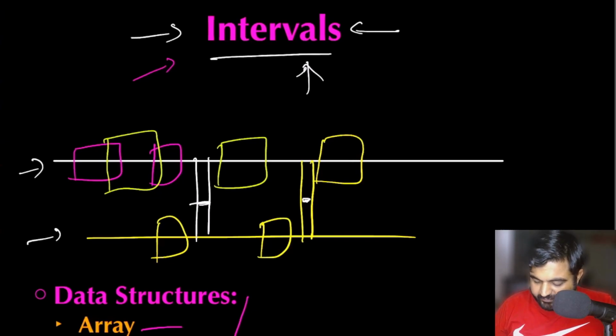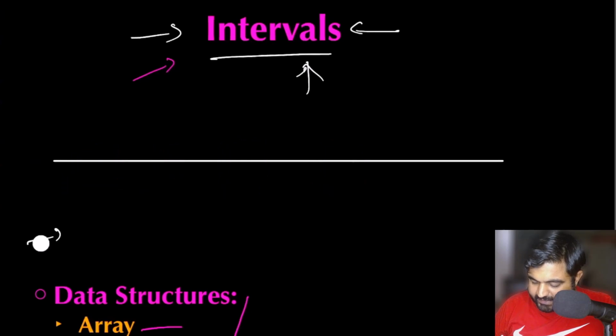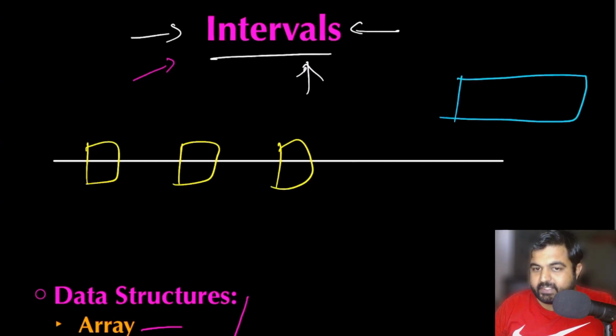The second problem we can find is that, suppose rather than this, you are given only a single time sequence with some different intervals, and you are told that this is a new interval that you want to merge in such a way that there is no overlap between any existing intervals. So these are just a few of the problems.